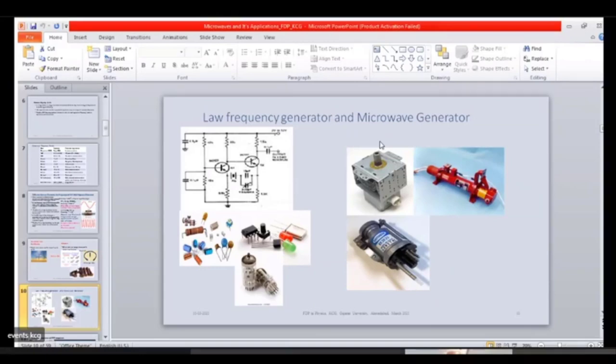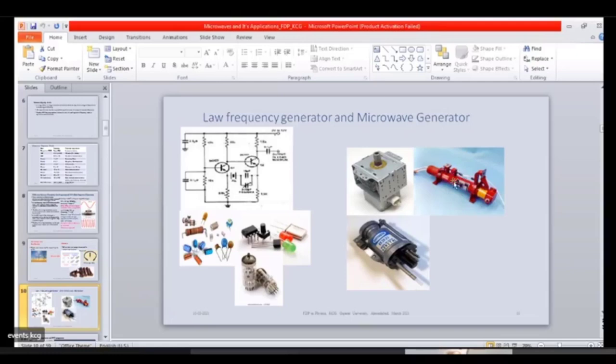And there is a picture of a klystron tube. Klystron can also produce the microwaves, okay? And there is a picture of a traveling wave tube. Traveling wave tubes are used for amplification of the microwave signal. Okay, as you can see in this picture, it has two ports, the input port and the output port.